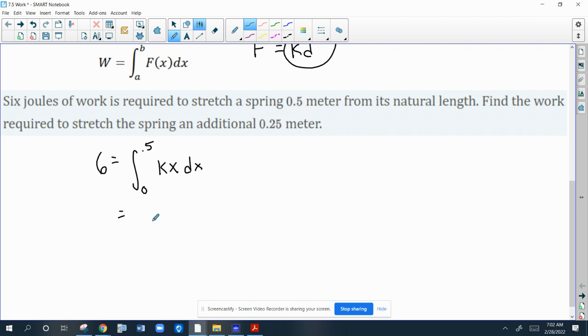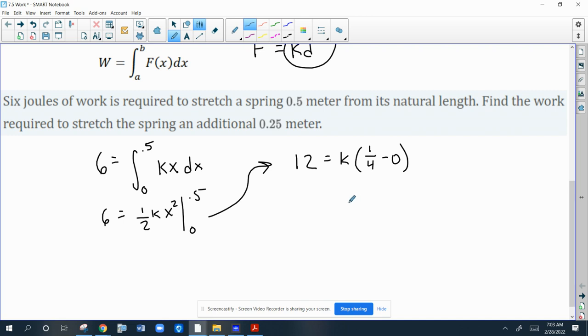When you integrate kx, you get 1/2 k x squared. I'm going to just multiply that by 2. And then when you plug 0.5 in, you get 1/2 squared, which is 1/4. And then plug 0 in. So you have 1/4 k equals 12. So k equals 48. And that would be joules per meter.